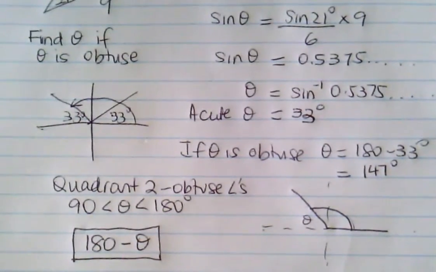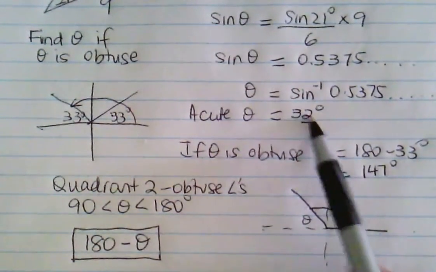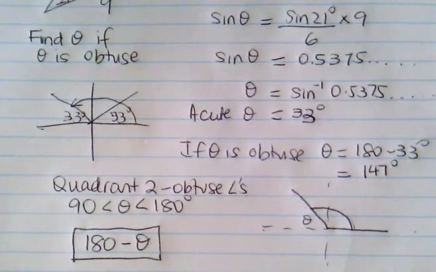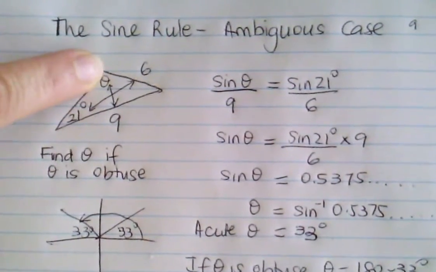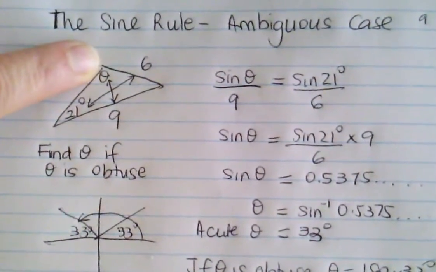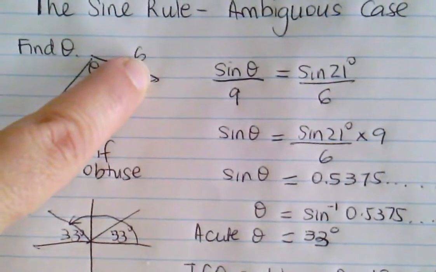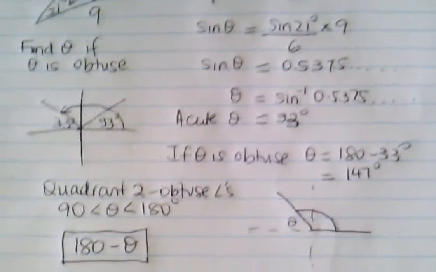If they tell you to find theta if theta is obtuse, you need to just do 180 minus your answer to get an obtuse angle. All right? You can clearly see in this diagram that theta is not 33 degrees. It's bigger than 90. Okay? This is 21. This looks like about 30 or something like that. And what we're getting here is 147.